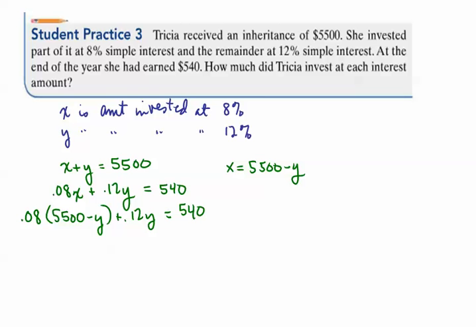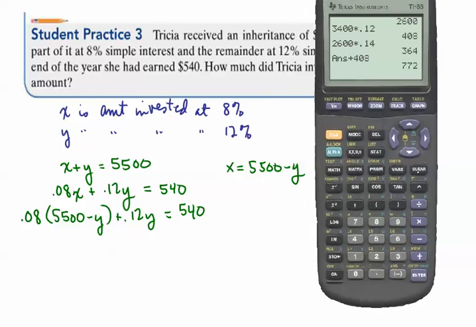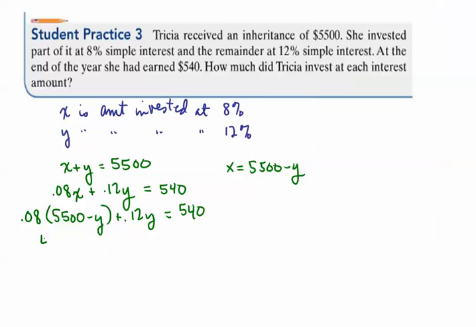Multiplying that out, we get 0.08 times 5,500, we're distributing here. 0.08 times 5,500 is going to give us $440 there. 440 minus 0.08y plus 0.12y is equal to 540.